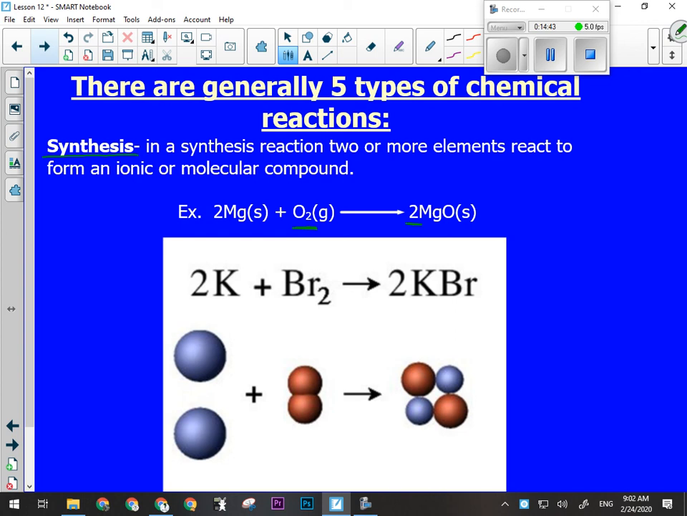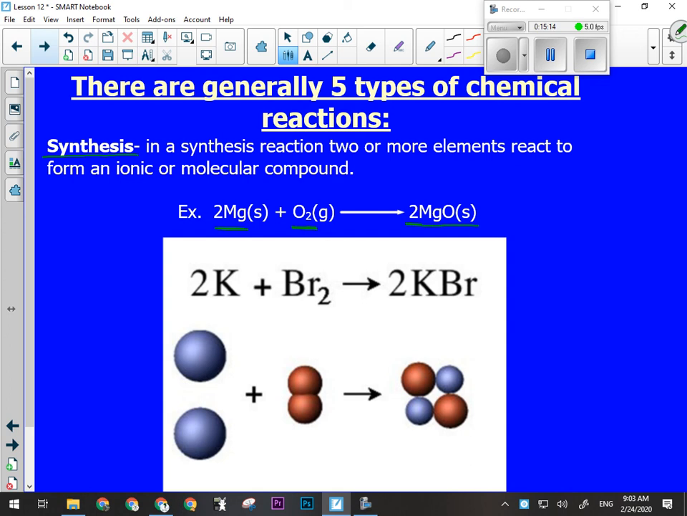Are there then still 2 magnesiums on both sides? This 2 means multiply everything behind it by 2. So there's 2 magnesiums, there's 2 oxygens. On this side there's 2 oxygens, and on this side there's 2 magnesiums. That's balancing a reaction. We balance a reaction to make sure we haven't created any matter or destroyed it, that we have the same amount on both sides. So in a synthesis reaction, two elements, in this case magnesium and oxygen, react with each other and form a single compound.